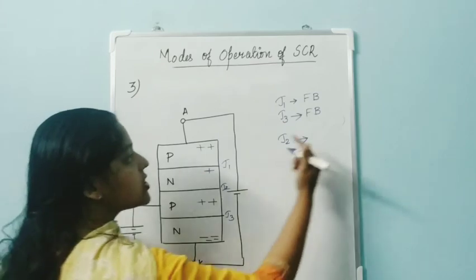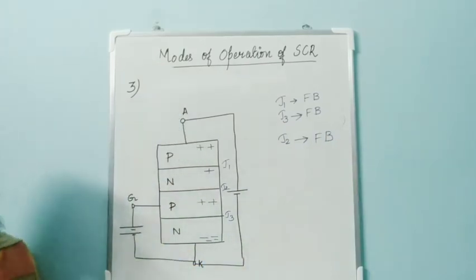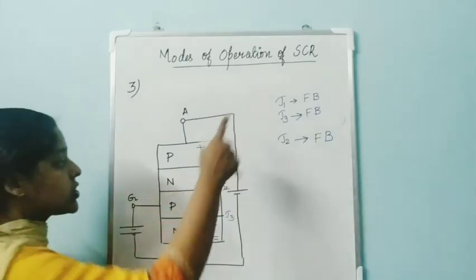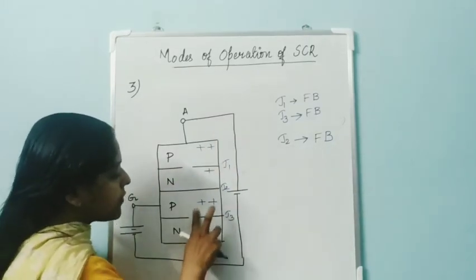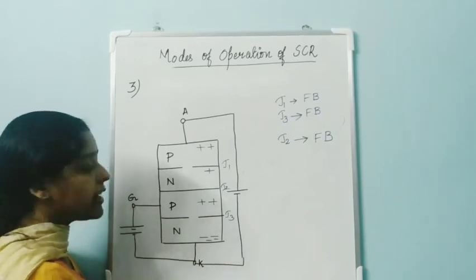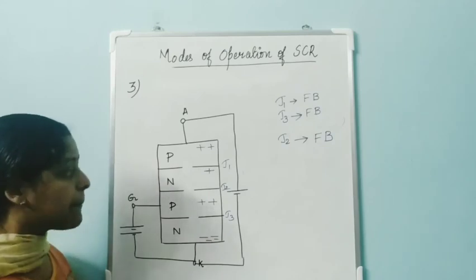And so, your junction J2, miraculously what happens? It has also become forward biased. So, your junction J1 is forward biased. Your junction J3 is forward biased. In addition to that, your junction J2 is also now forward biased. Now, what can happen?